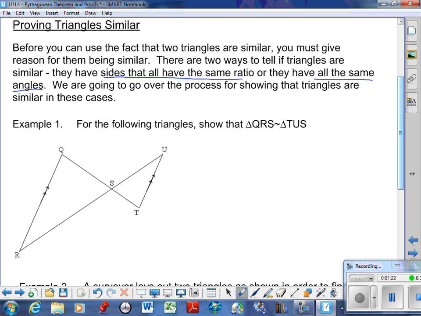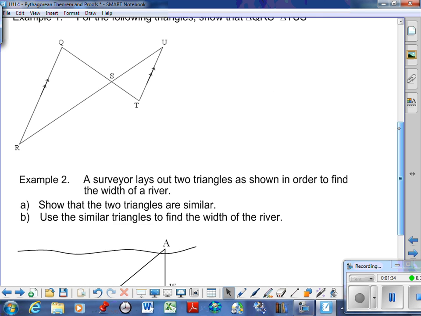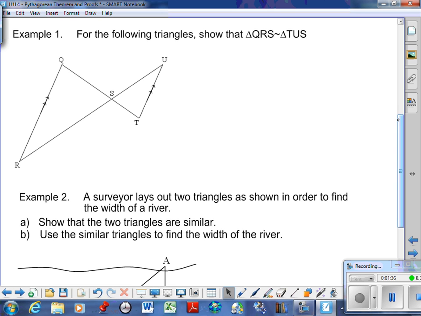Okay, so we're going to go over the process so that you have the structure. This is what we expect from grade 9, 10, 11, 12 in terms of a proof. And you'll see that it's not nearly as bad as you think. All right, so for question number 1: the following triangles show that triangle QRS is similar to TUS.